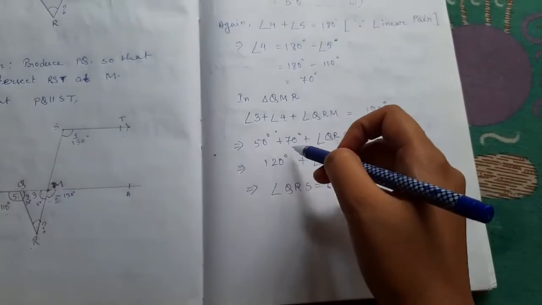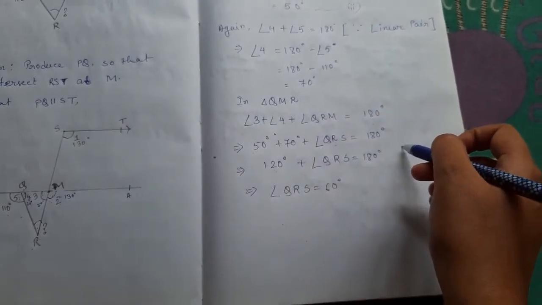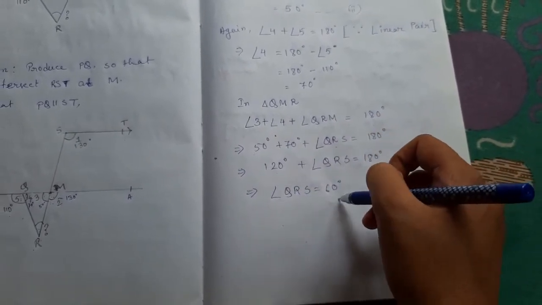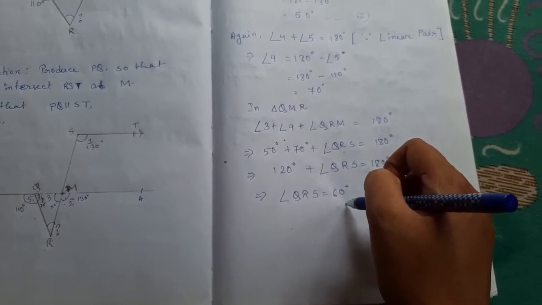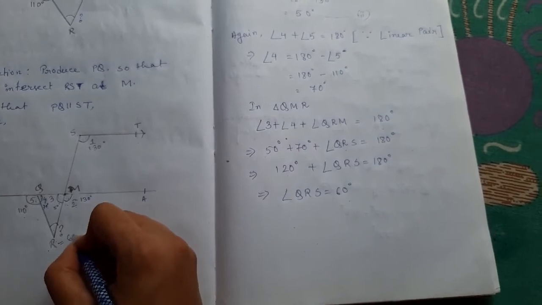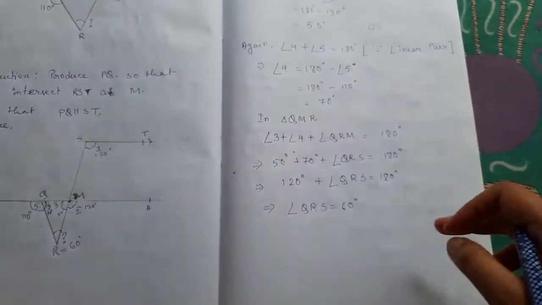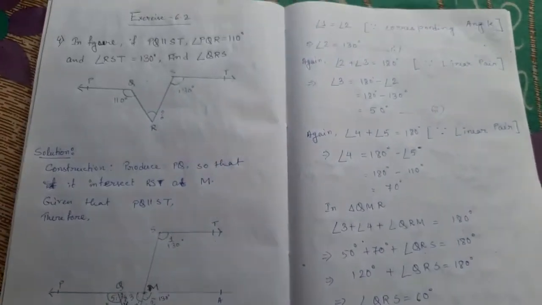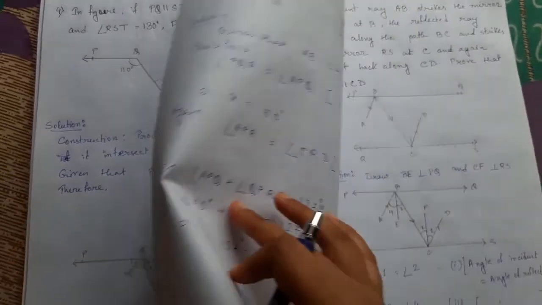So 50 plus 70 plus this one is equal to 180 degree. That is, QRS is equal to 60 degree. I have to find the value of QRS, so QRS will be 60 degree. So this is the answer. This is the solution of question number 4.